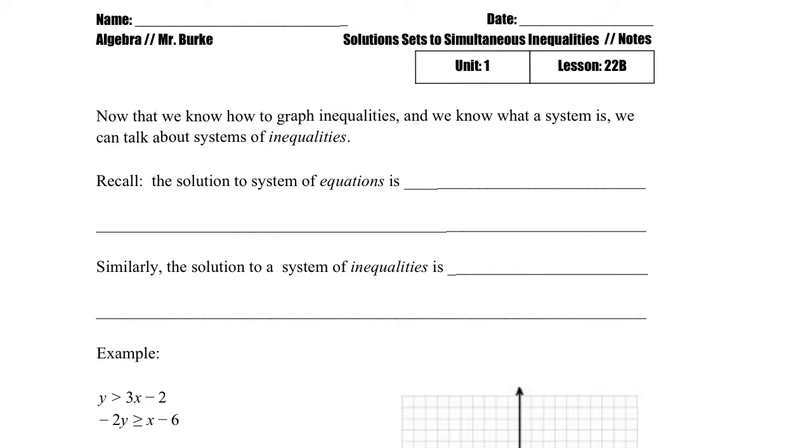Okay, so now that you know how to solve a system of equations, now we can talk about solving a system of inequalities, which is going to be basically the same thing. We're going to graph them both, and we're going to see where the solution sets intersect. So let's take a look here.